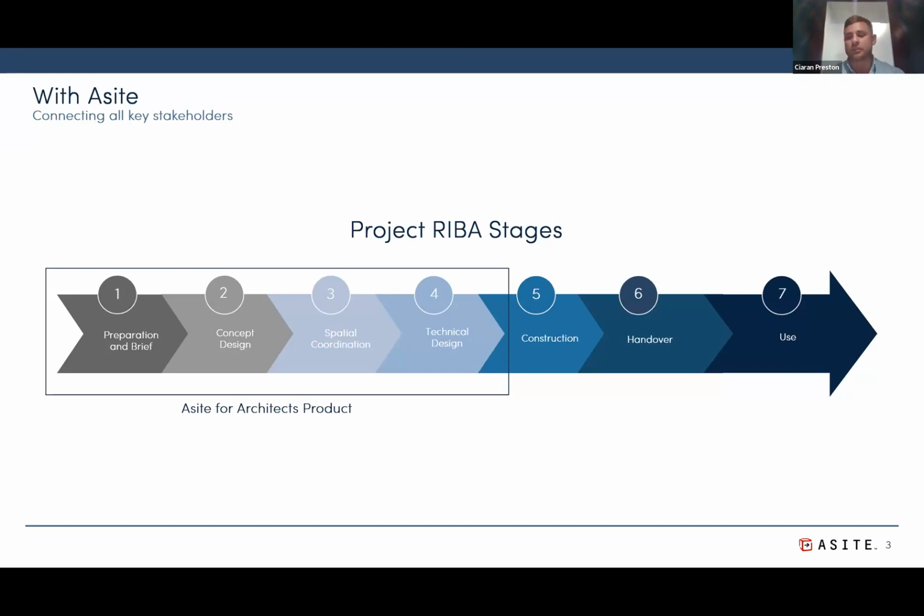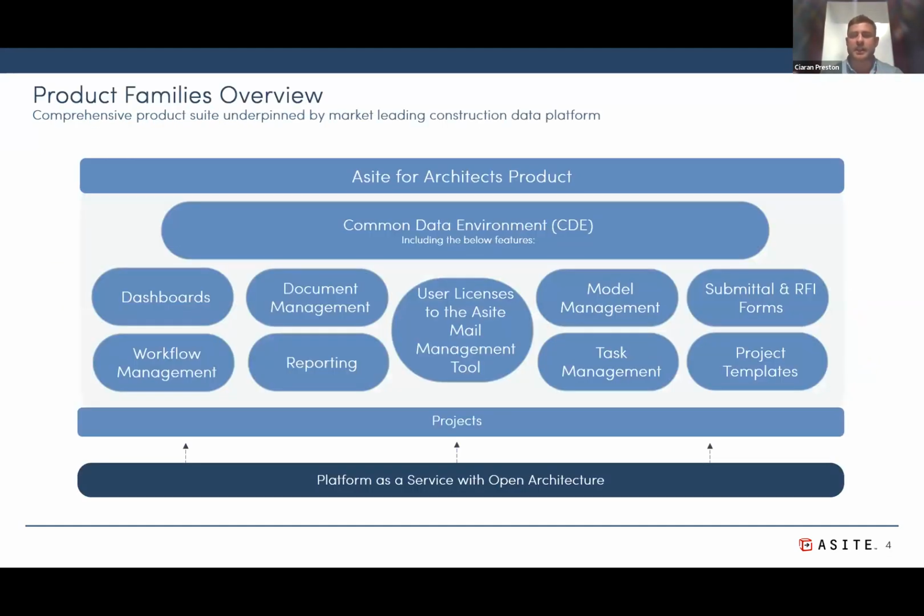Now, if the client then wants to actually take forward that information from RIBA stage 4/5 onwards, they can come to Asite and then procure that workspace and all of the other modules that Asite facilitates. So how does that actually look as a product? Obviously Asite's mainly known for its common data environment.